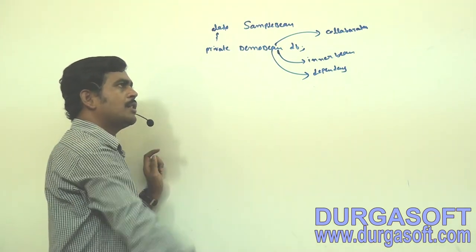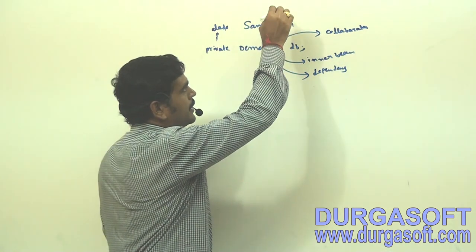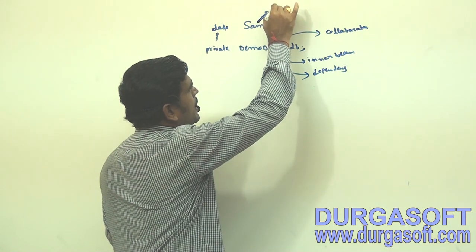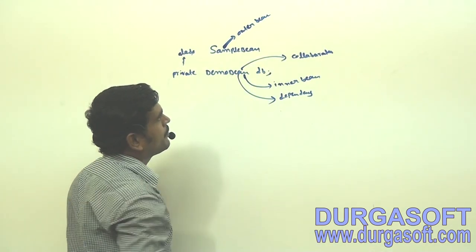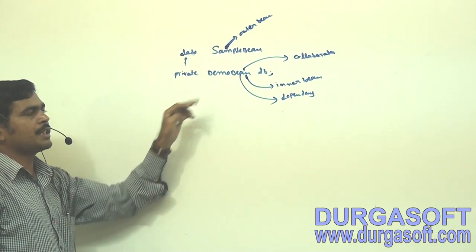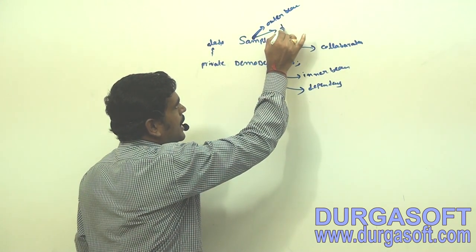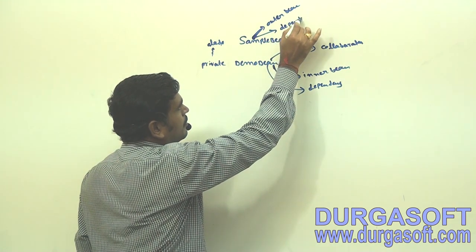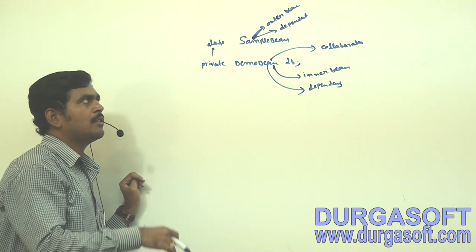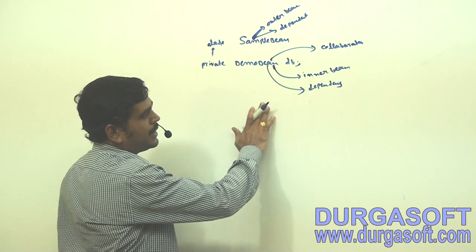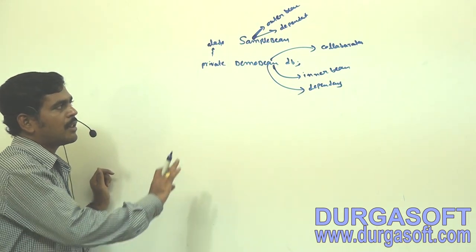Whichever is better for your speaking, we can take that. This is the outer bean. This is the inner bean. This is also called the dependent. Like this, different names are there we can call. Whichever is easy to speak, we can use and call like that.